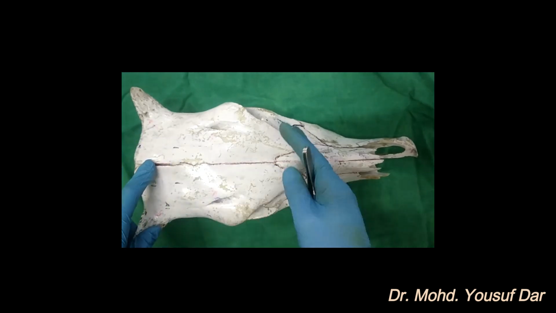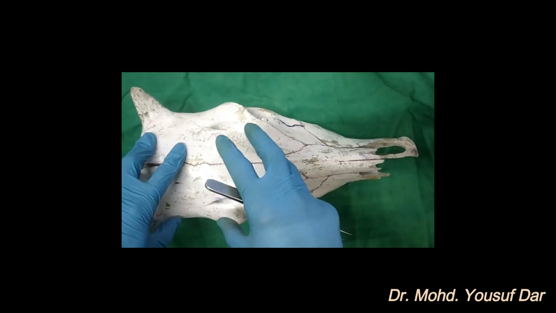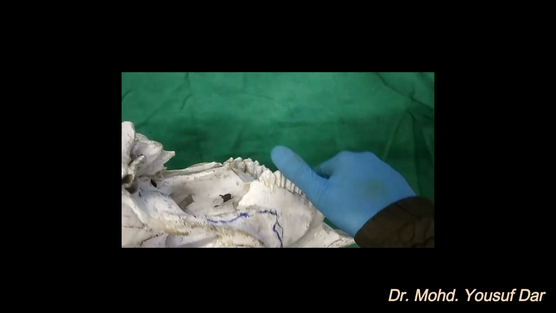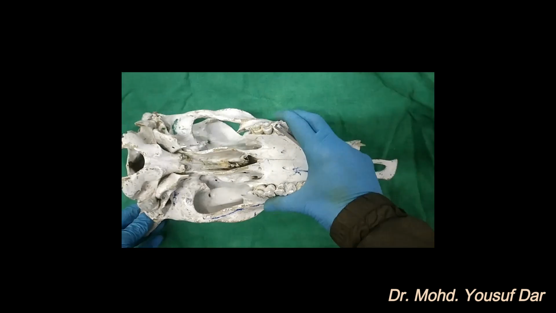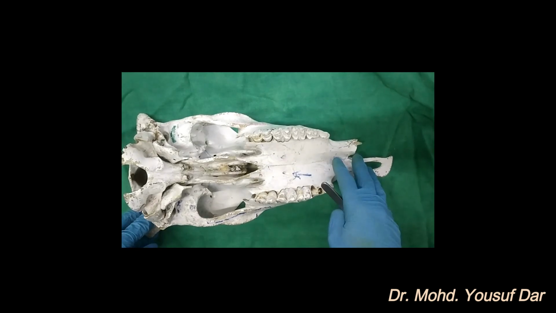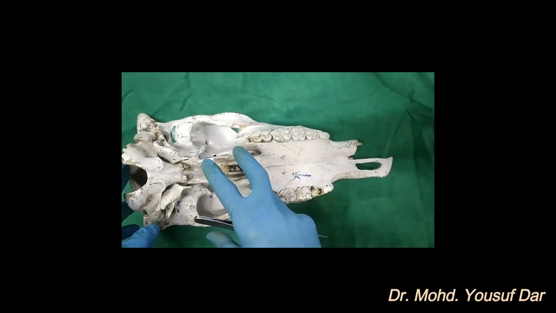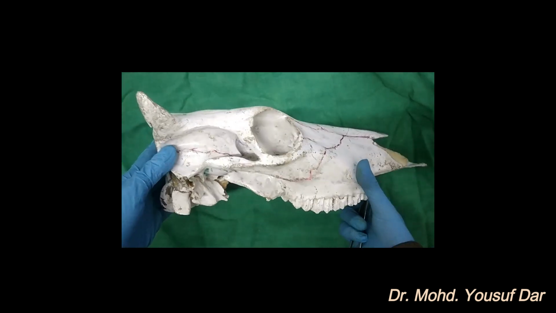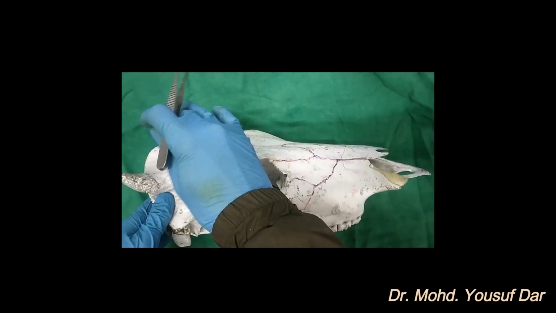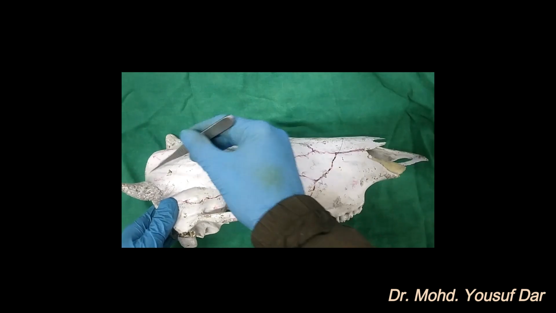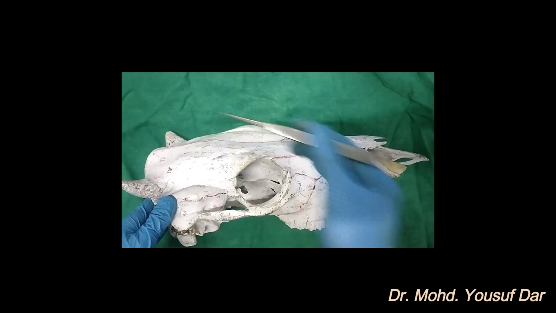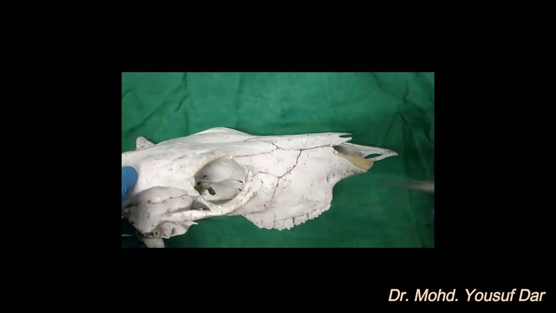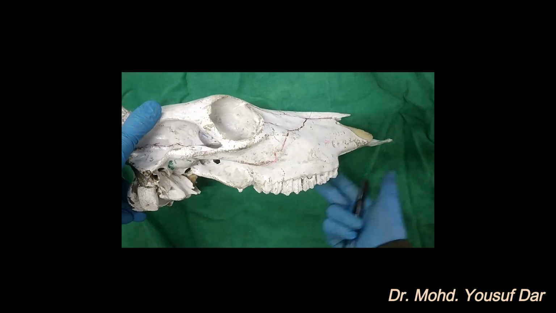While the facial bones are those bones that form the nasal cavity and the oral cavity, and they support the pharynx, larynx and tongue. So in this skull there are three cavities present. One is the cranial cavity. Here we have the nasal cavity and here the oral cavity.